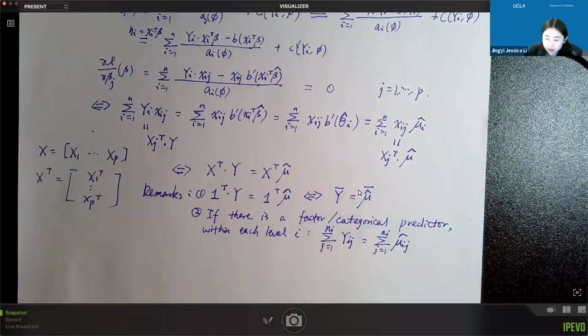And this is often nice for a sanity check. If you're unsure about whether your model fitting is correct, you can always check this to make sure. Okay, do we have any questions about this part?